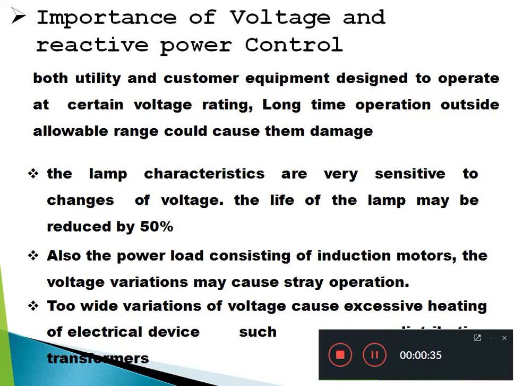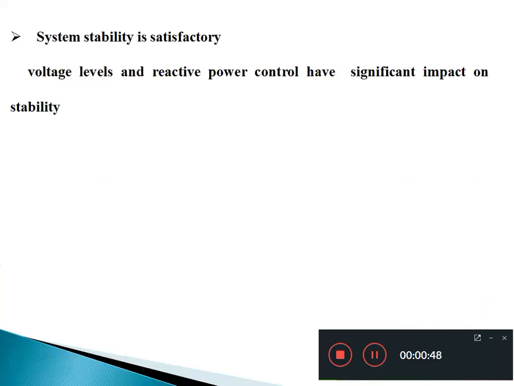If the load consists of an induction motor, the voltage variation may cause erratic operation. Too wide a variation of voltage causes excessive heating of electrical devices such as transformers and other electrical appliances.